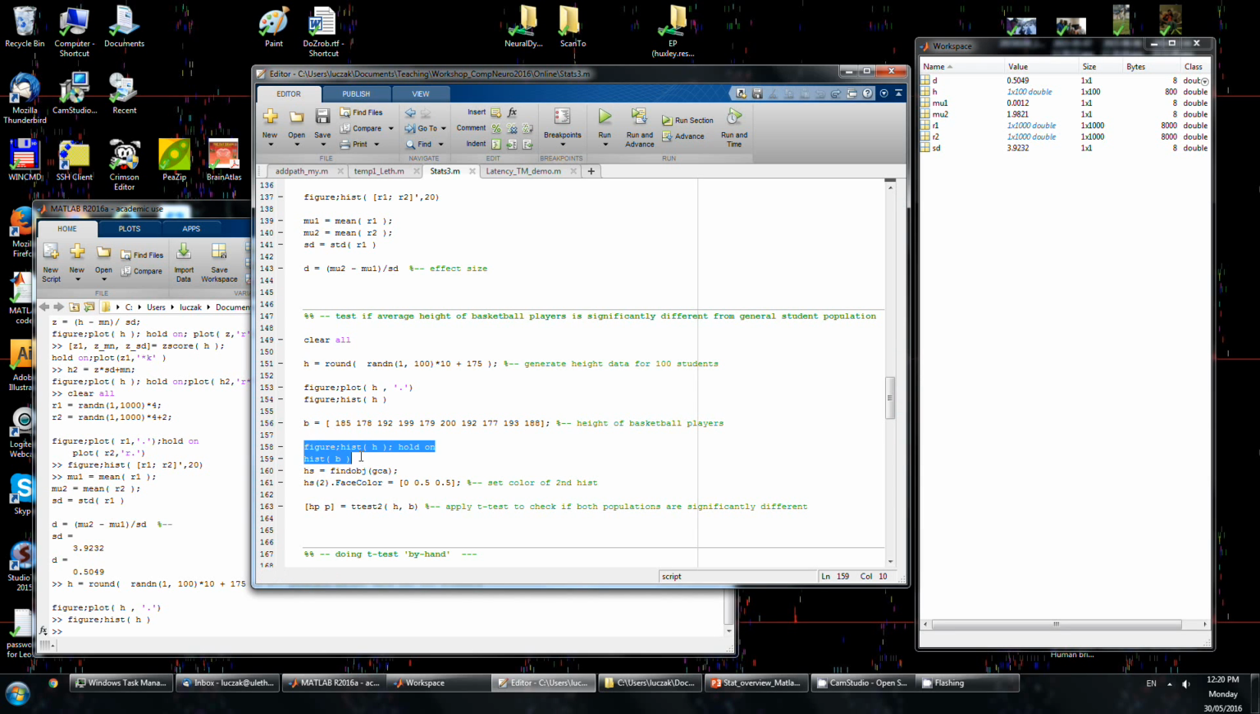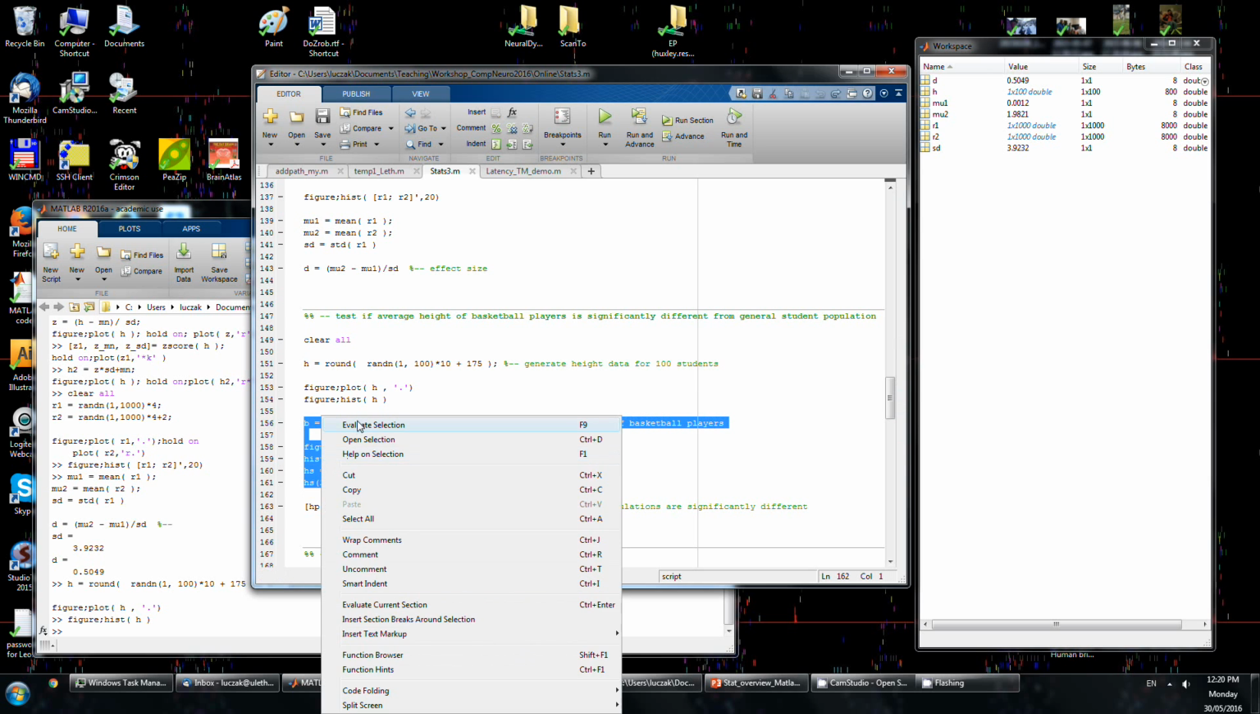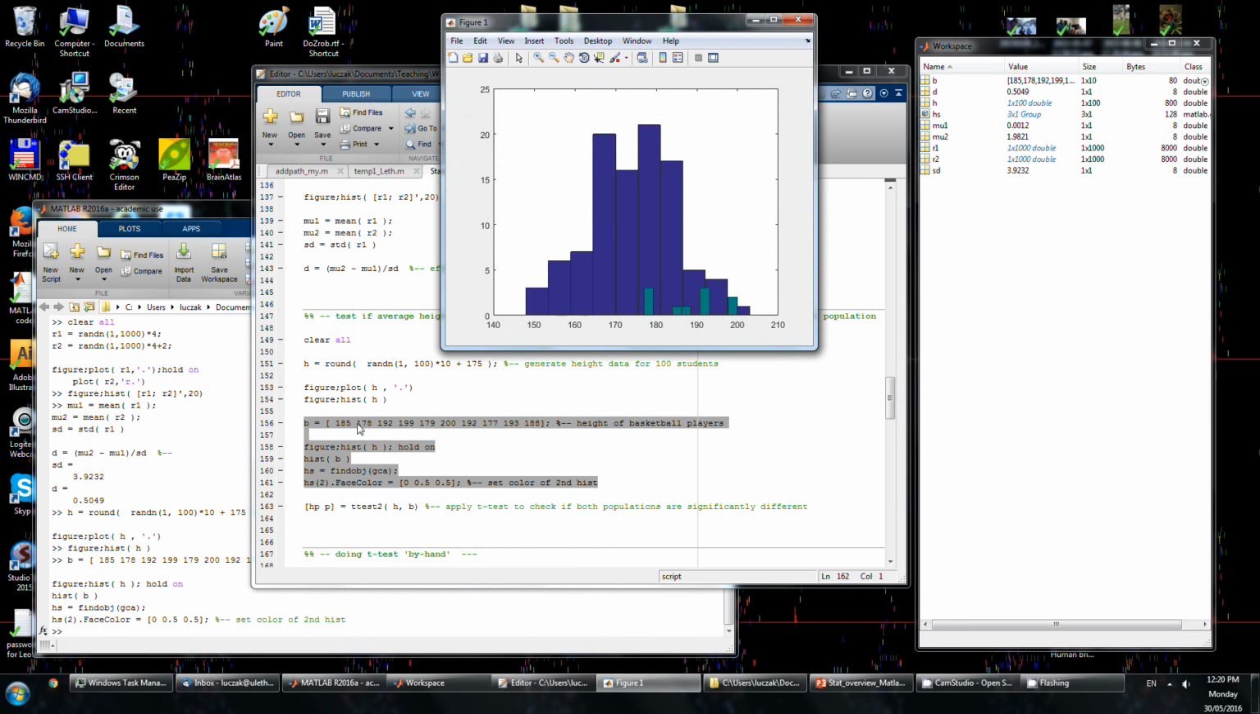Here we can plot those two distributions. What you see is the original blue distribution, and in green is the distribution of heights of our basketball players. As you see, it is more to the right of the original distribution. So it seems like basketball players are taller than the general population, but how to test it?